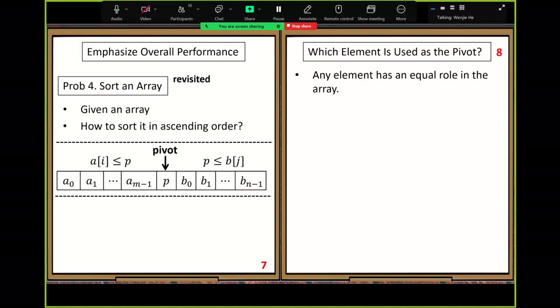So under that assumption, which element should be used as the pivot element, right? So first you need to answer this question. What element should be used as the pivot element? Because you need to choose one of the n elements as the pivot element, right? But which one is the best choice? Which one is the best choice?